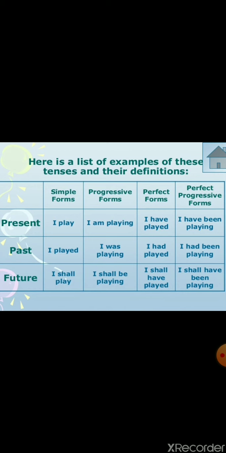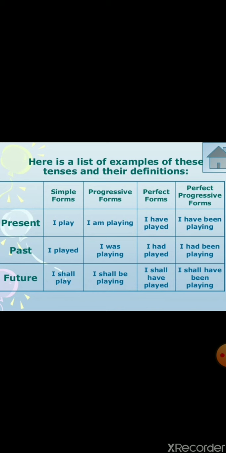Here is a list of examples of these tenses and their definitions. First of all, we are talking about present: simple present, I play; progressive, I'm playing; perfect form, I have played; and perfect progressive form, I have been playing. Coming to the past: I played, very simple form. Progressive form, I was playing. Perfect form, I had played. Perfect progressive form, I had been playing.